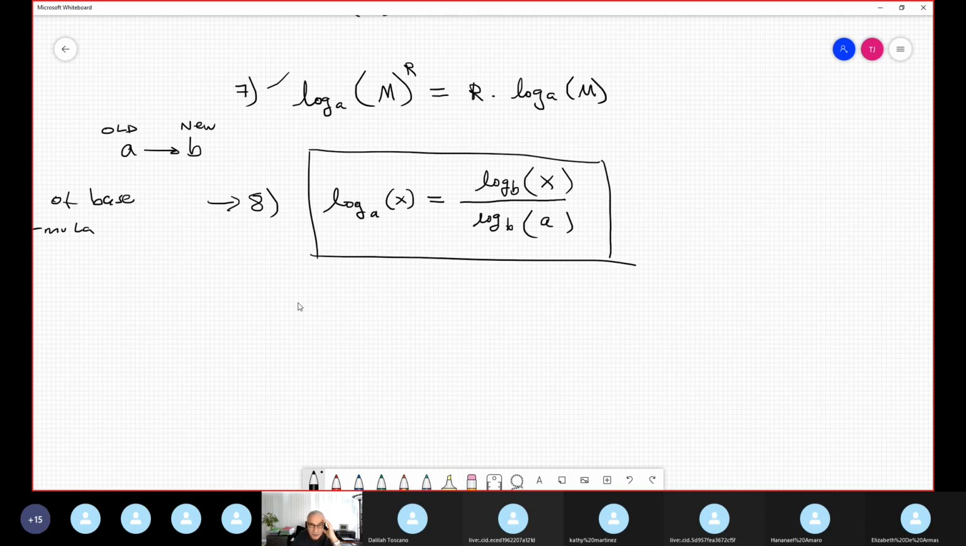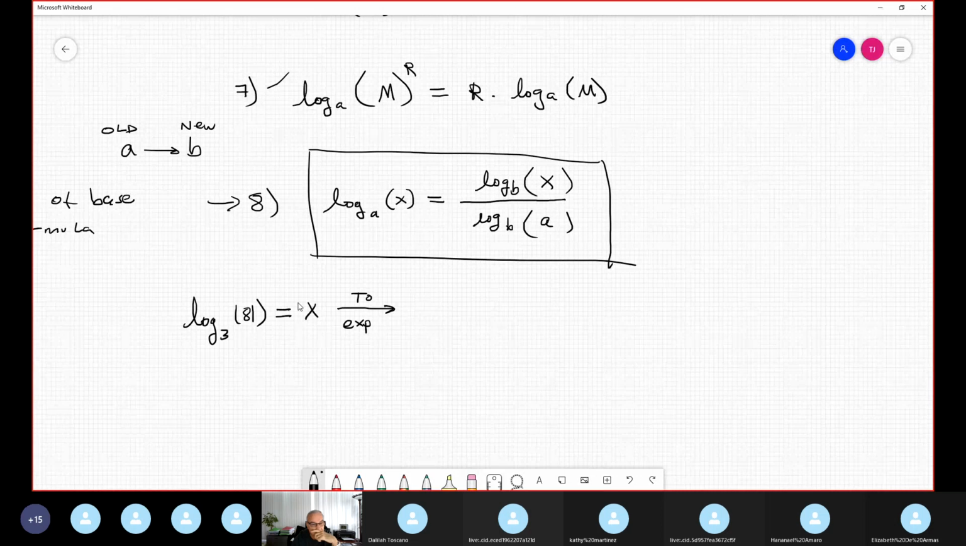Let me try to illustrate the application for this formula using one example. Suppose that in the last class we computed logarithm base 3 of 81. I don't know what the answer is, so we are doing it this way. Look, I convert to exponential.